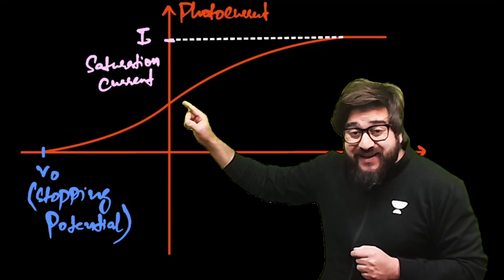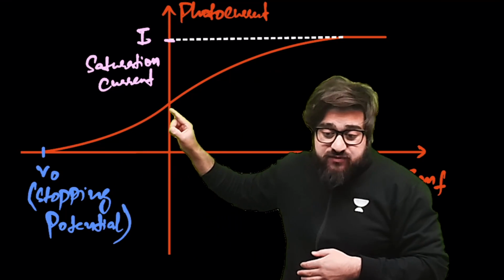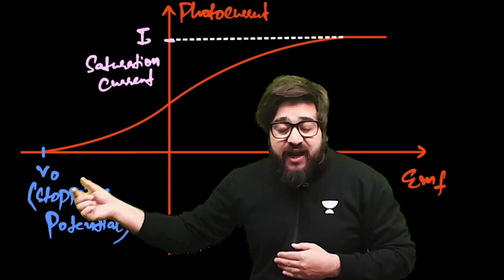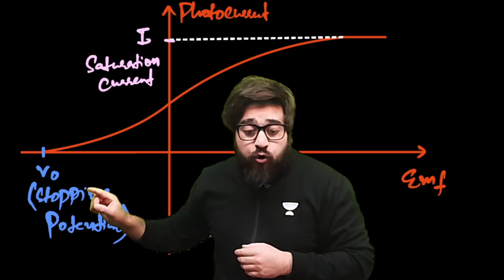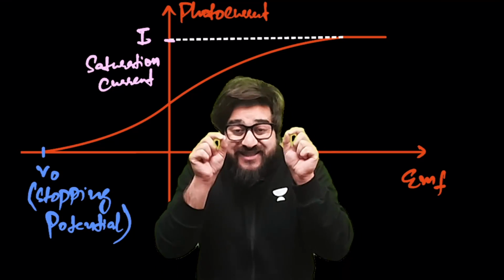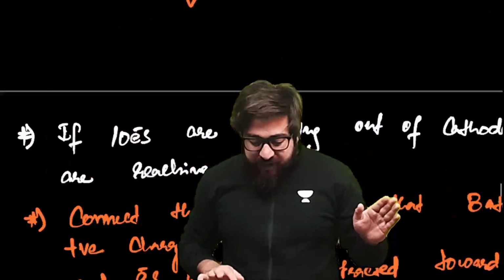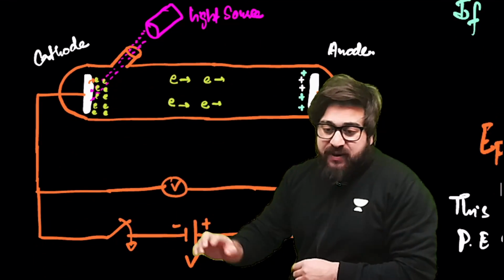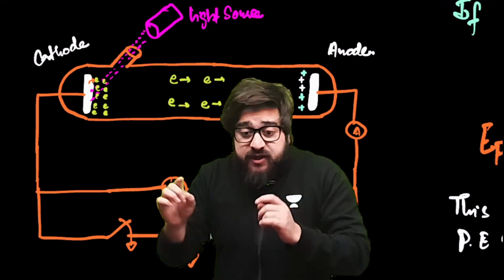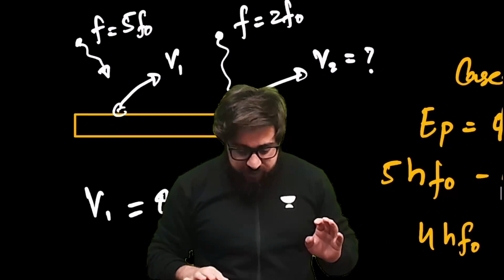And if you reverse the polarity of the battery, photocurrent keeps on decreasing. At a certain value, photocurrent becomes zero. That's what we call the stopping potential. Stopping potential is that potential at which no electron flows. Electrons flow from cathode to anode. If I say stopping potential, no electron flows from cathode to anode. Keep that in your mind.